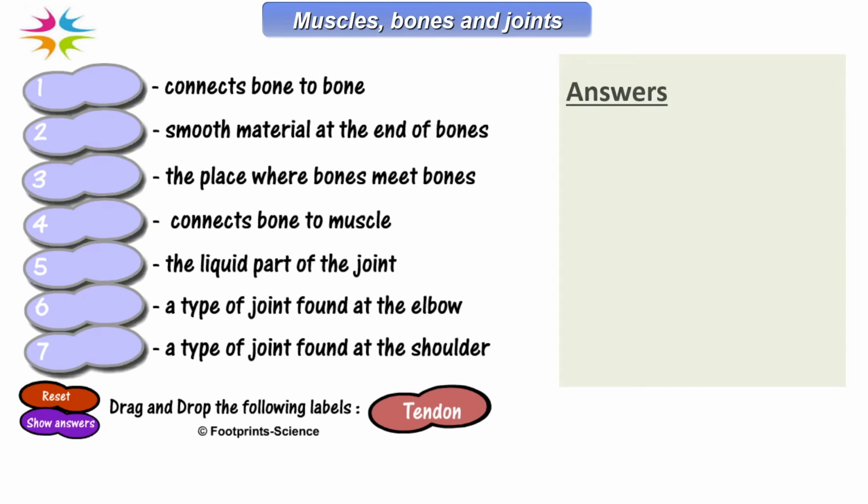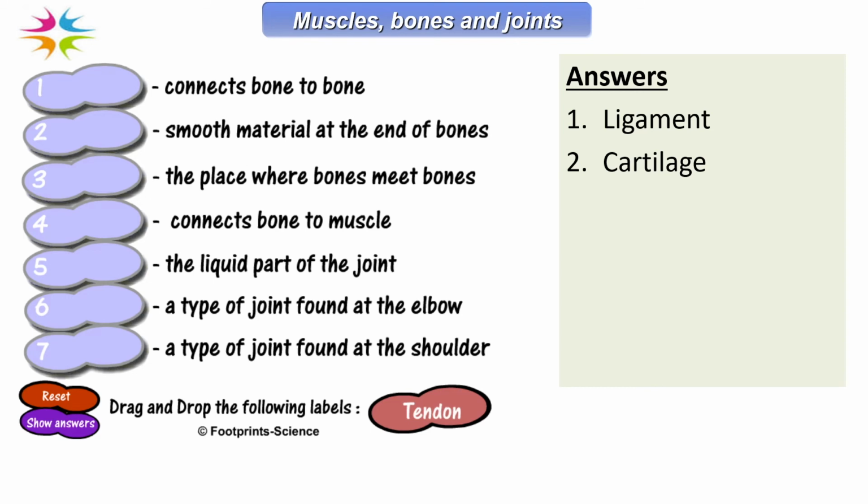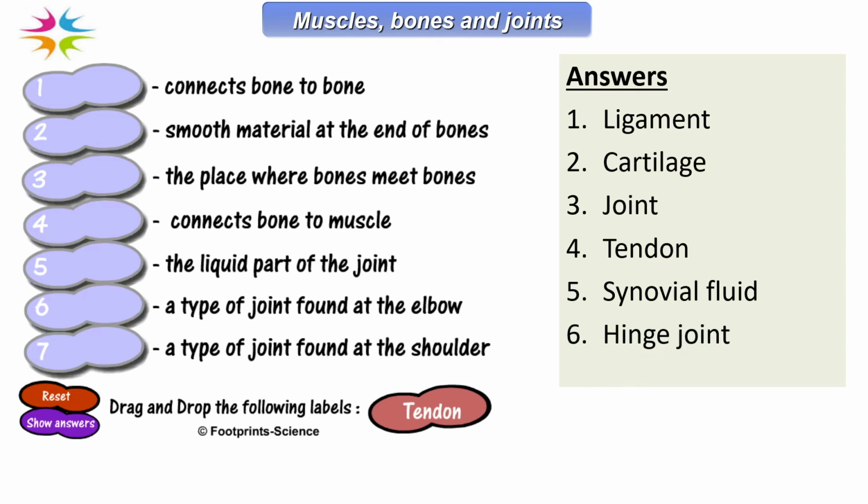Okay, the answers are coming up. So a ligament connects bone to bone. Cartilage is a smooth material at the end of bones. The place where bones meet is known as a joint. Tendons connect bone to muscle. The liquid part of the joint is known as the synovial fluid. A type of joint found at the elbow is the hinge joint, and a type of joint found at the shoulder is a ball and socket joint.